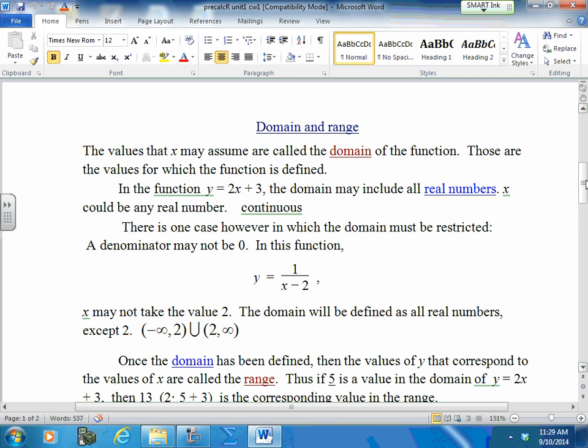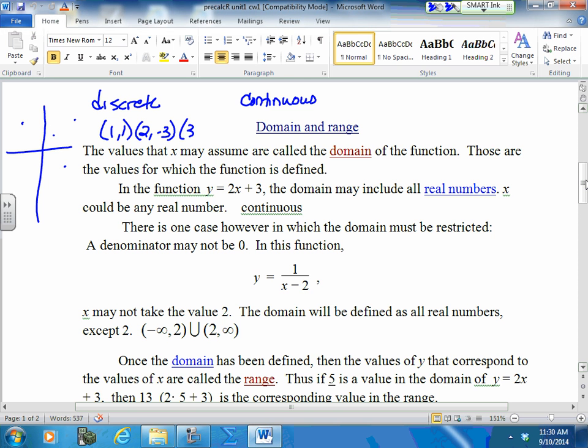Now, I kind of like to branch off a little bit and say there are two types of functions. There are discrete functions and there are continuous functions. A discrete function is this. I have specific individual points. I have specific individual coordinates. I have individual coordinates, discrete, they're countable. They do not connect. Those are discrete.